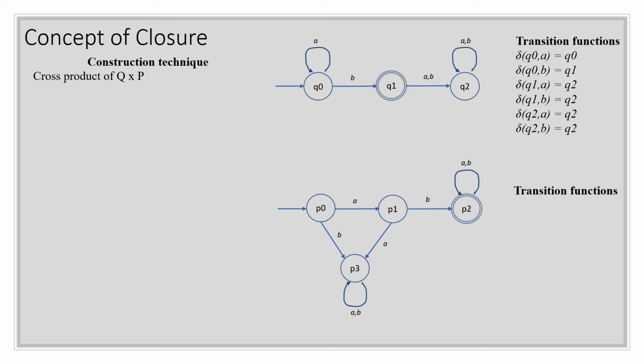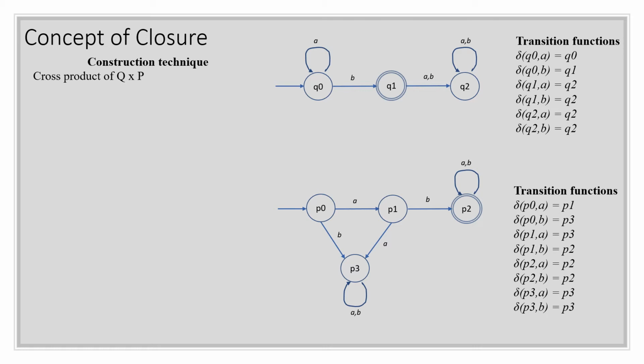For the second DFA, the transition functions are: P0 with an A, you move to P1. P0 with a B, you move to P3. P1 with an A, you go to P3. P1 with a B, you go to P2. P2 with an A or a B, you stay in P2. And P3 with an A or a B, you stay in P3. So now we have all the transition functions for these two DFAs.